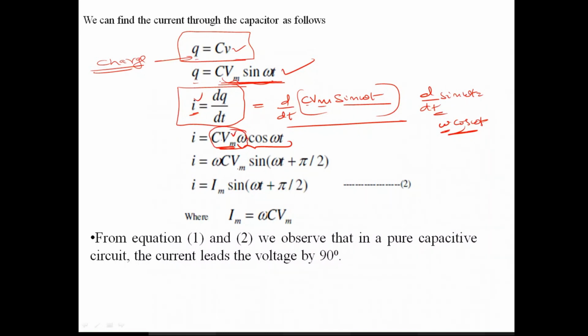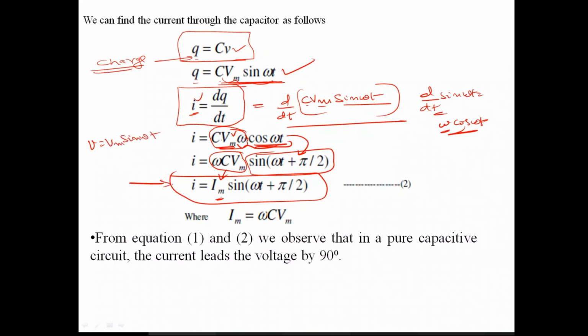Vm, omega, and C. Therefore, I rewrite this equation like this: omega C into Vm is Im, and cos omega t I write in terms of sine like this: sin of omega t plus pi by 2 is cos omega t. Therefore, if I designate omega C into Vm as Im, then the current expression would be I is equal to Im sin omega t plus pi by 2. So if you apply a voltage V is equal to Vm sin omega t, then the current in a pure capacitor is I is equal to Im sin omega t plus pi by 2.